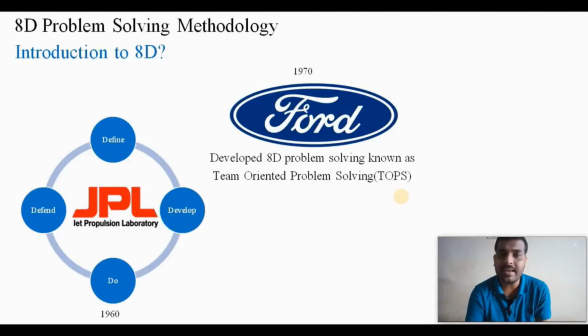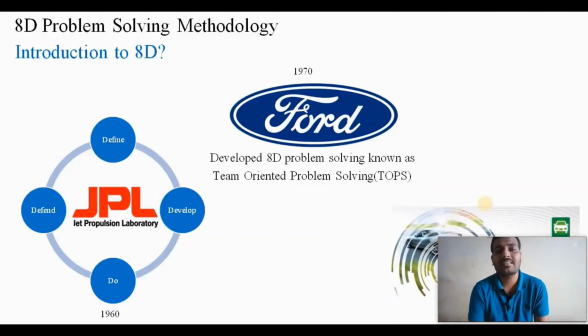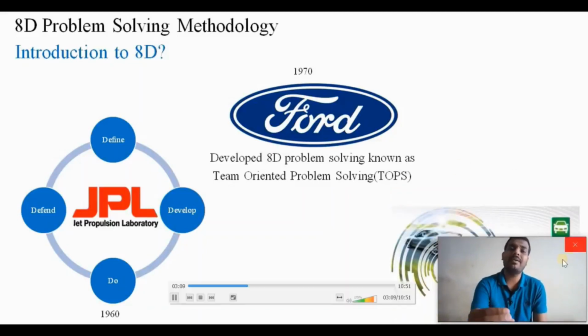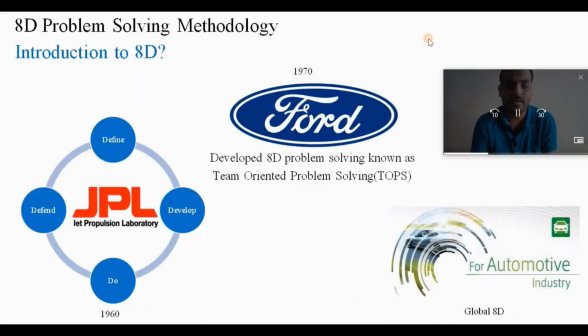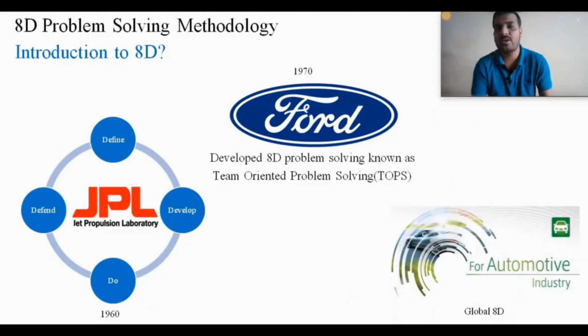In the mid of 1990, Ford Motor Company added one discipline called D0 for the planning and preparation phase of the 8D report. Now Ford's global standard is called Global 8D or G8D. With the success of this Global 8D, now all automotive industries have started using this 8D methodology for problem solving. So this is about the introductory part of 8D.